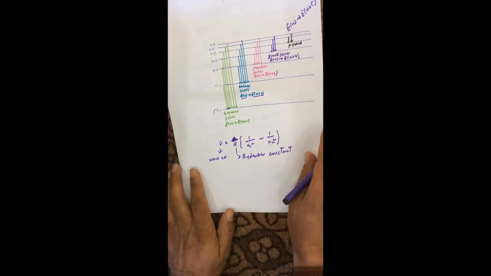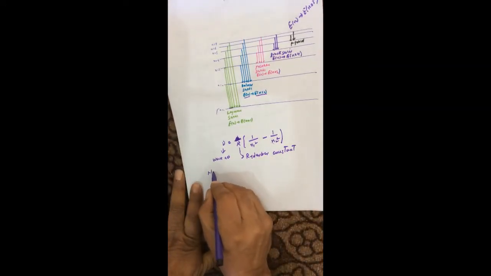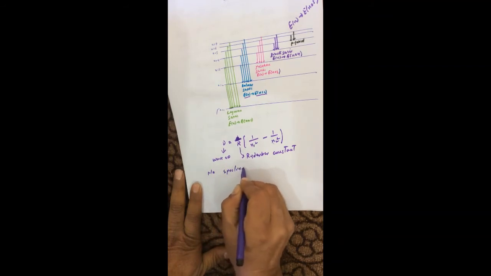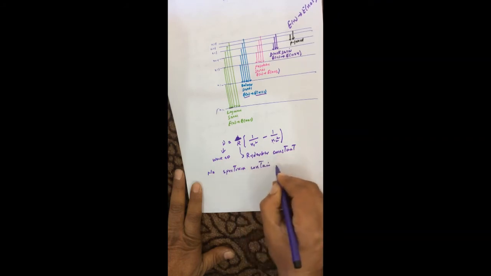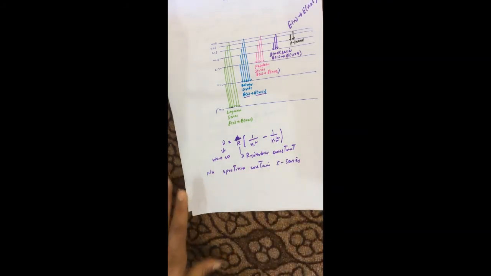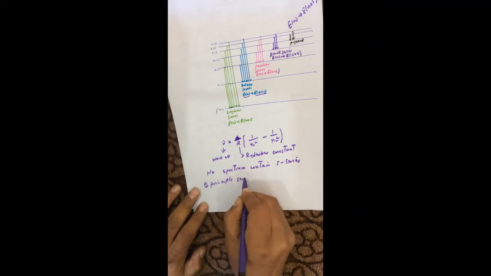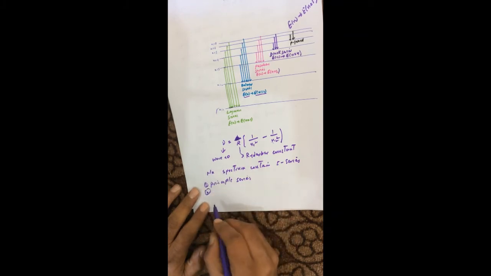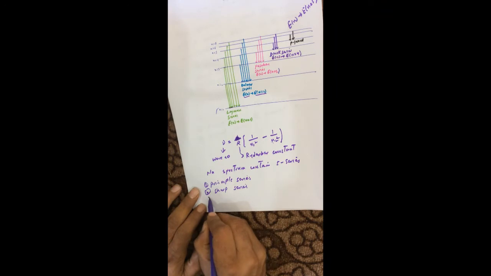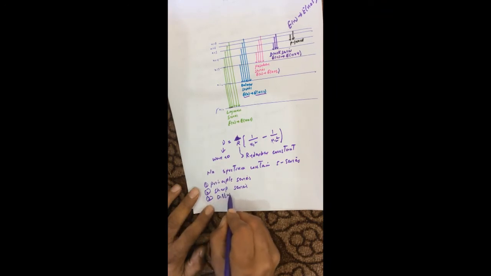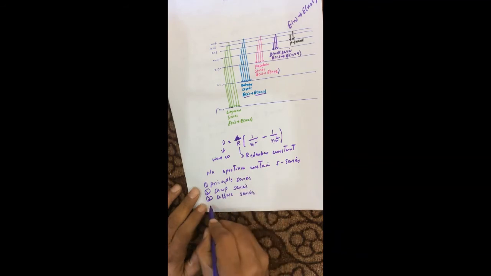Sodium spectrum contains 5 series, and they are: one is called the principal series, the second one is called the sharp series, the third one is the diffuse series, and the fourth one is the fundamental series.